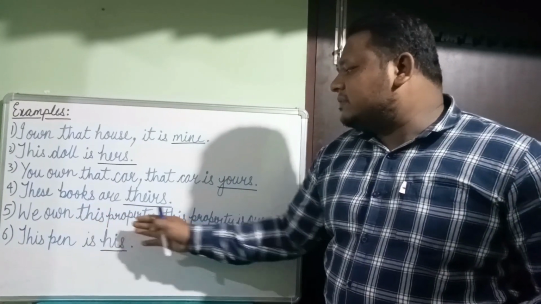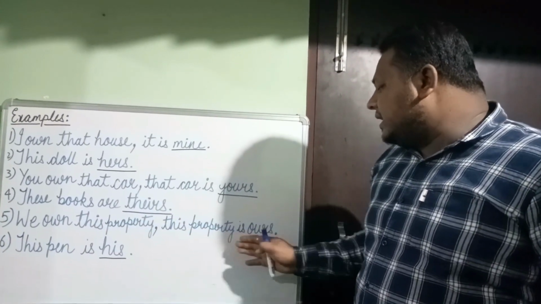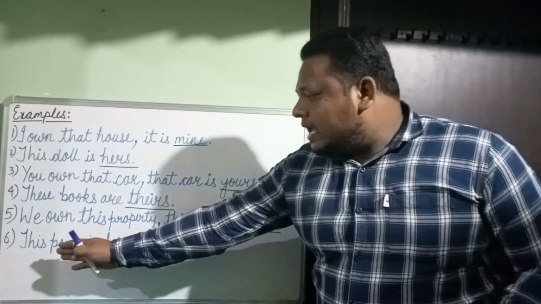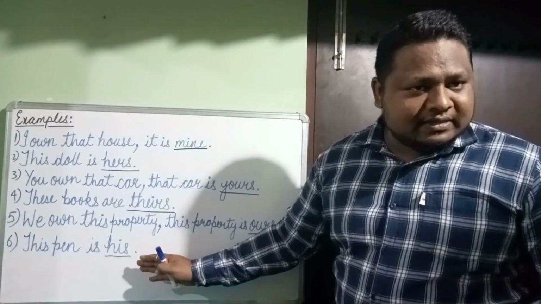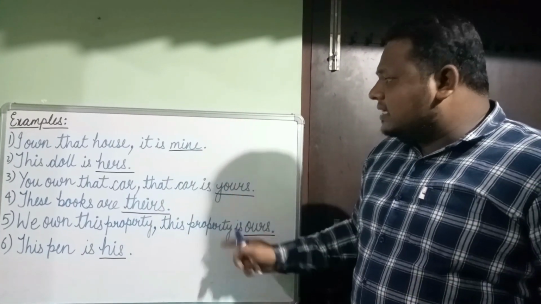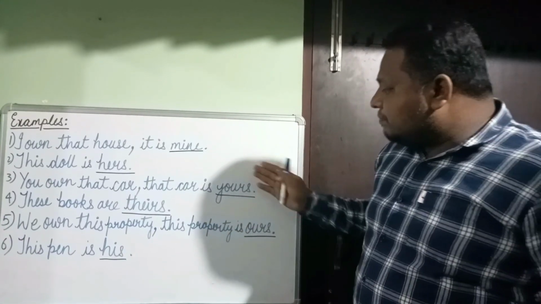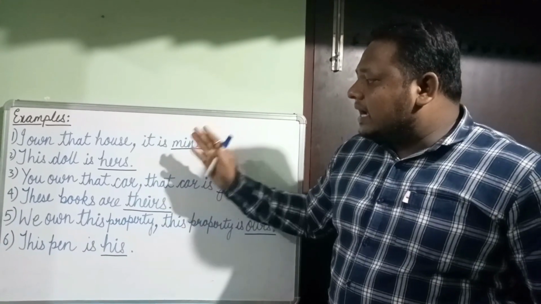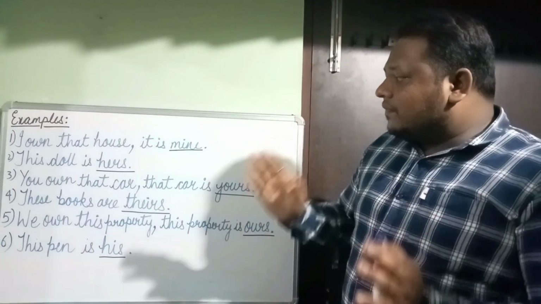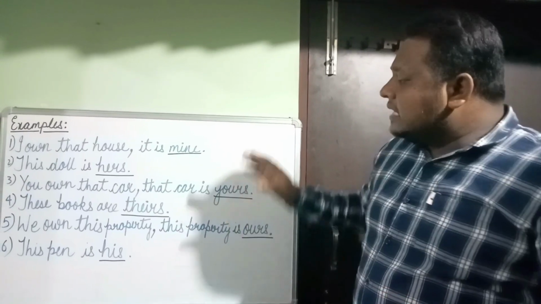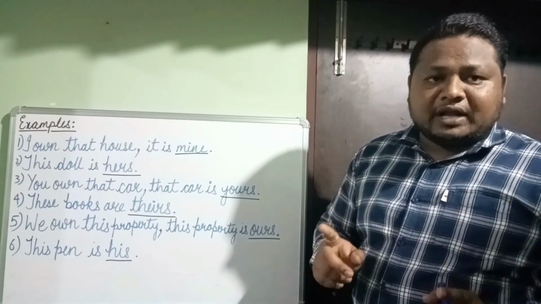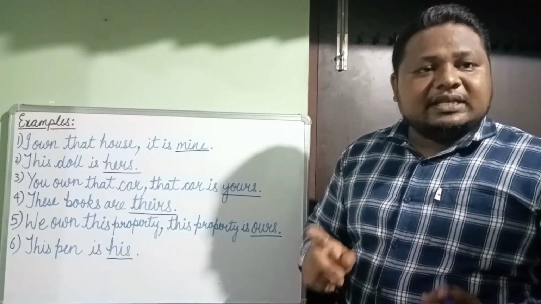We own this property. This property is ours. Ours is the possessive pronoun. This pen is his. His is the possessive pronoun. In all these sentences, we saw that possessive pronouns are used at the end of the sentence. In any case, if you find these possessive pronouns before a noun, then it will not be a possessive pronoun, it will be a possessive adjective.